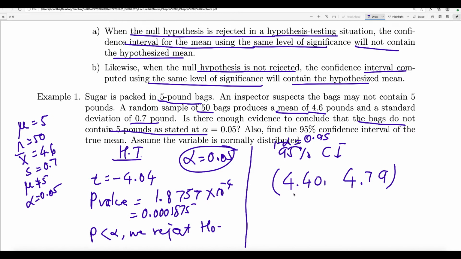Look at that. This is the confidence interval. Does it contain the hypothesized mean? Does it contain the null hypothesis value there? No. Because the null hypothesis is 5. It is not contained here.